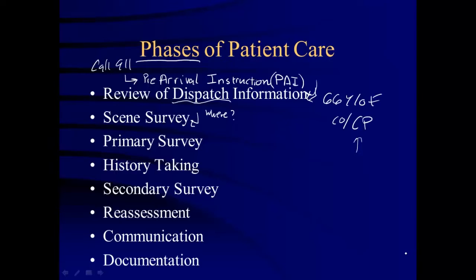So we want to kind of figure out, where are we? What part of town? And then also, where are we? Are we at an apartment? Are we at a school? Are we at a single family house? Are we at a duplex? What does it look like on the outside? Is the grass mowed? And then the other thing to look for with this scene survey is, how am I going to get my patient out? Do I need any special tools? Do I need to have a stair chair? Is my stretcher going to fit through the door? Do I need to have an elevator to access my patient?